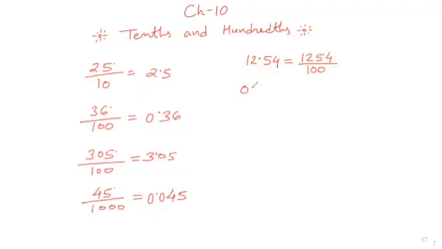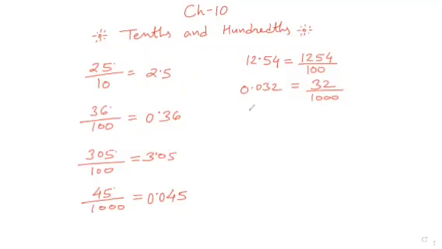Let's see one more example, 0.032, and I want to convert this into a fractional number. What should I do? First of all, you see 0, 0. We are not writing that. Simply we write 32. And how many places of decimals are here? You can see here, there are 3 places of decimals, 1, 2, and 3. So it should be 1 and three zeros. So 32 upon 1000.